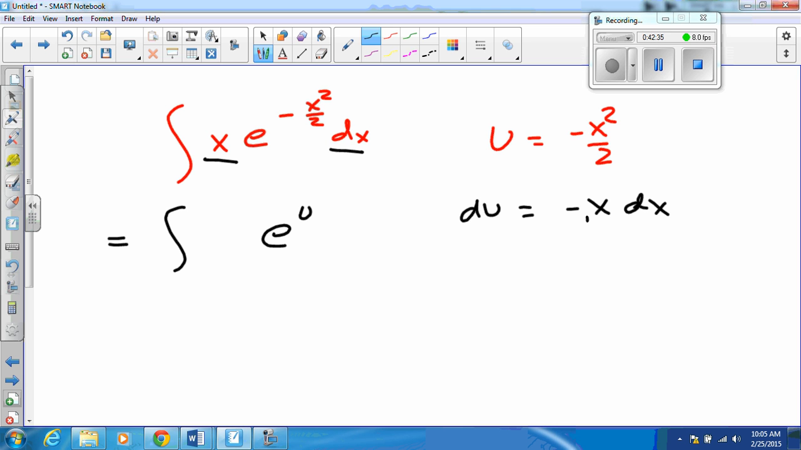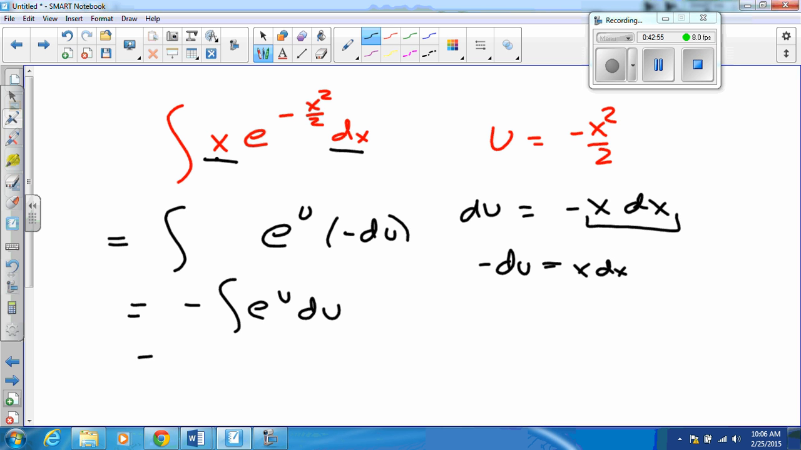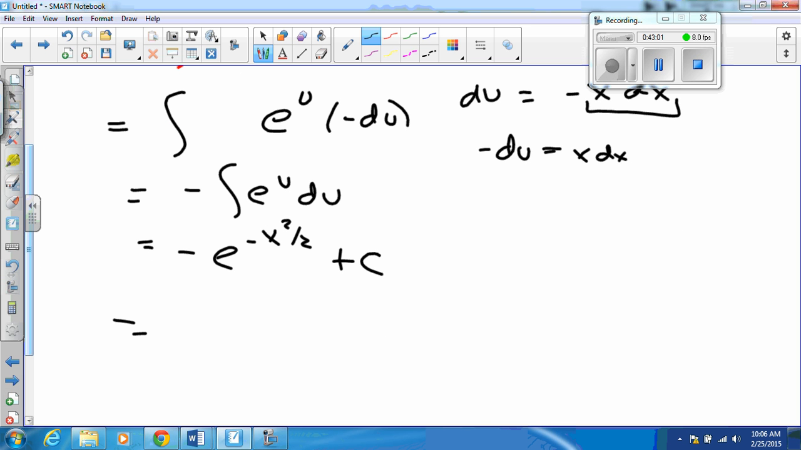Now I'm left with this. And I look over here, and I see, lo and behold, this fragment is equal to that fragment. x dx is equal to negative du. So I can replace the whole fragment, all of it, with negative du. And this gives me now an integral that I can easily do, which gives me negative e to the negative x squared over 2 plus C.